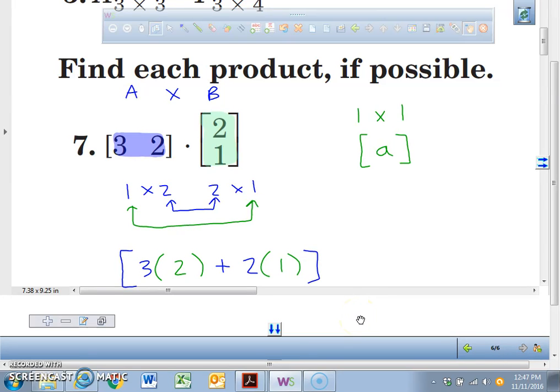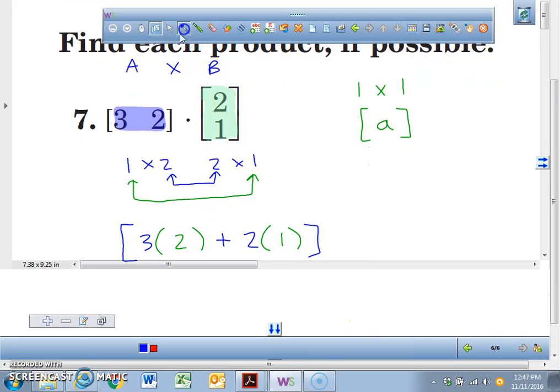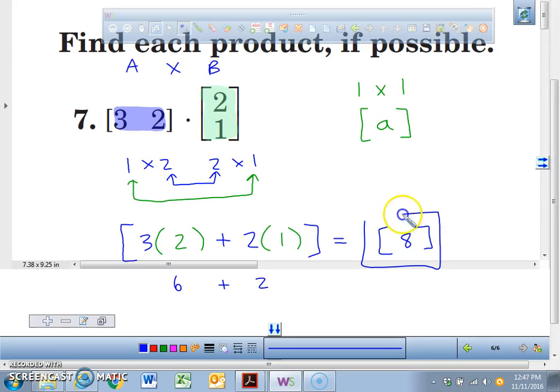All right. Now, 3 times 2, 6. 2 times 1, 2. 6 plus 2, 8. And that's your final answer. Awesome. Start out with something smaller. All right. We'll get bigger, but right now we want to focus on the pattern. Gotta focus on getting it right.